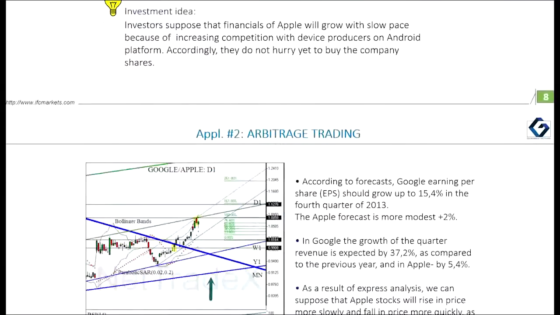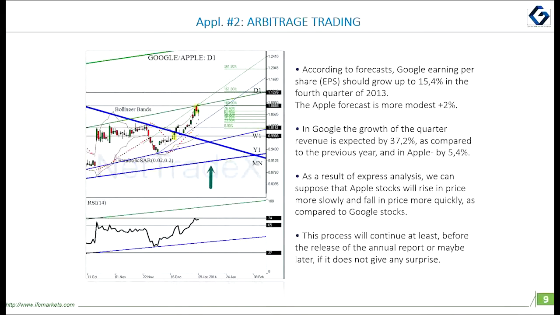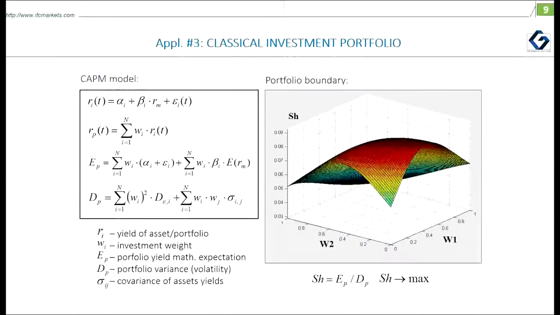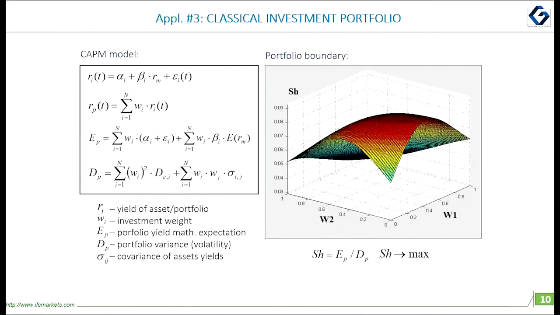Next. A more efficient attraction of investments results in more optimistic forecasts for Google. I should remark that Apple stocks will probably rise in price more slowly and fall in price more quickly as compared to Google stocks. You can see a significant rise of PCI Google/Apple in December and quite comfortable conditions for investment. Next. Now we move on to the analysis of a third GeWorko investment scheme, a classic portfolio.